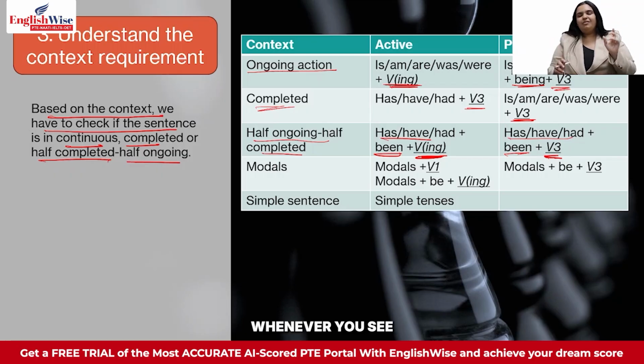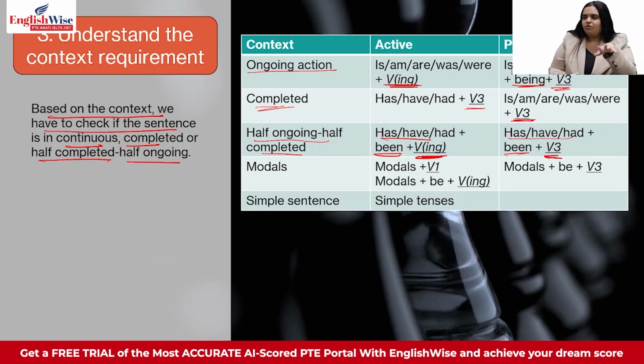Let me give you a hint. Whenever you see the word been, that means you are talking about half ongoing and half completed actions. So whether it is ING or V3, that will decide the active and passive voice in that case.